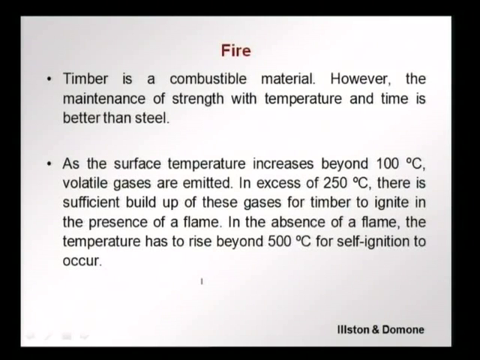Now, what happens in a fire? As the temperature at the surface increases beyond 100 degrees Celsius, volatile gases are emitted, that is, there are gases coming from the wood, and sometimes these could be disturbing to people and can cause some extent of asphyxiation. As the temperature goes beyond 250 degrees Celsius, if there is a flame outside the timber element, the gases which are coming out can ignite and burn.